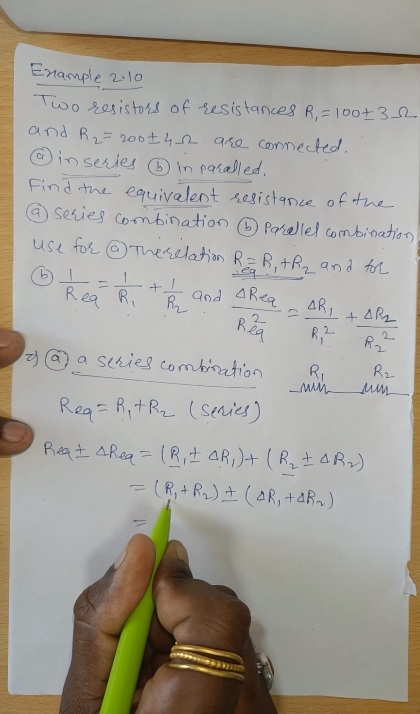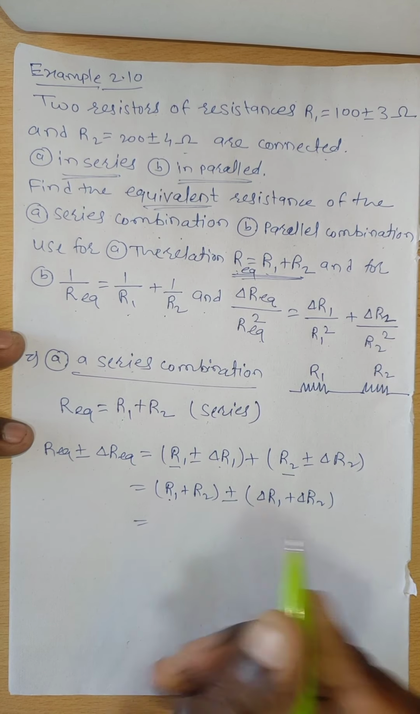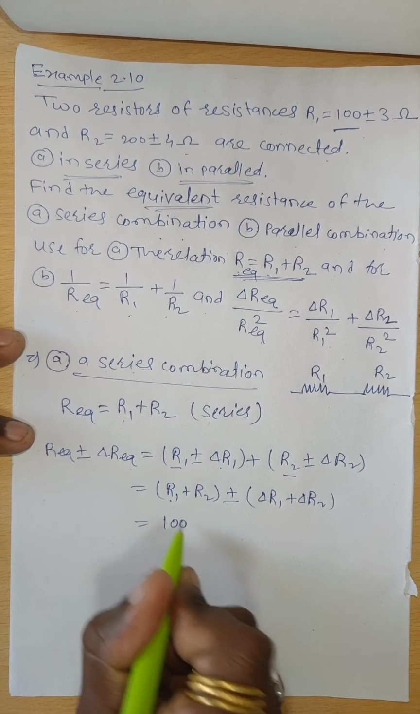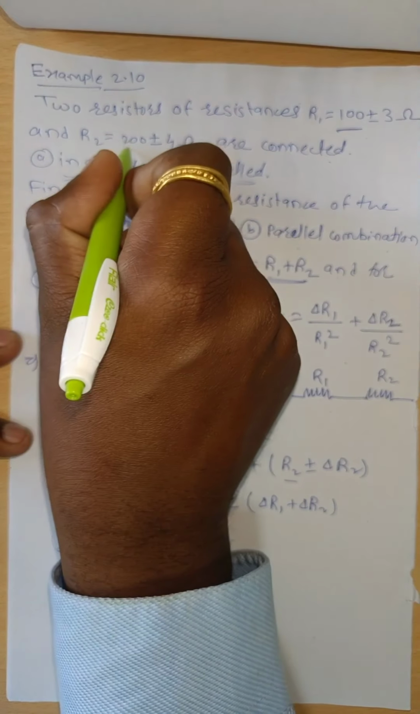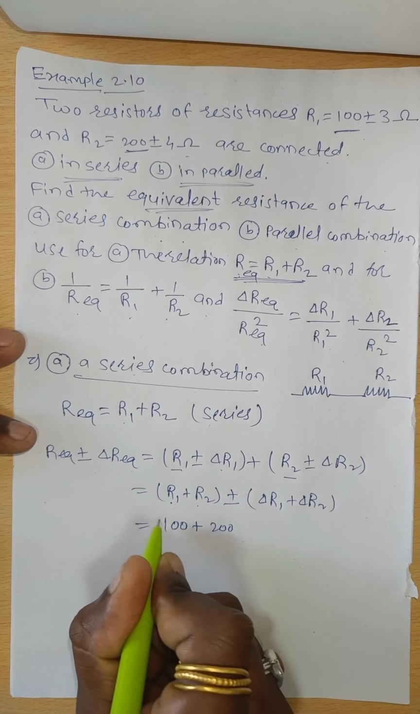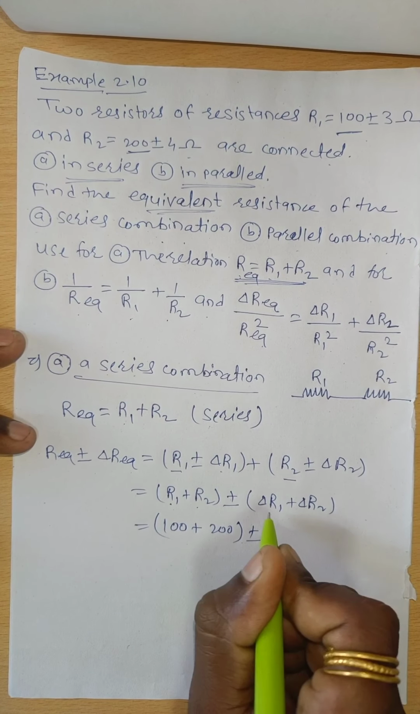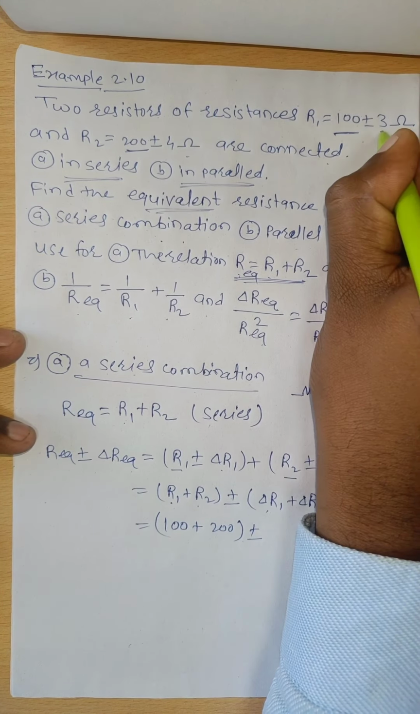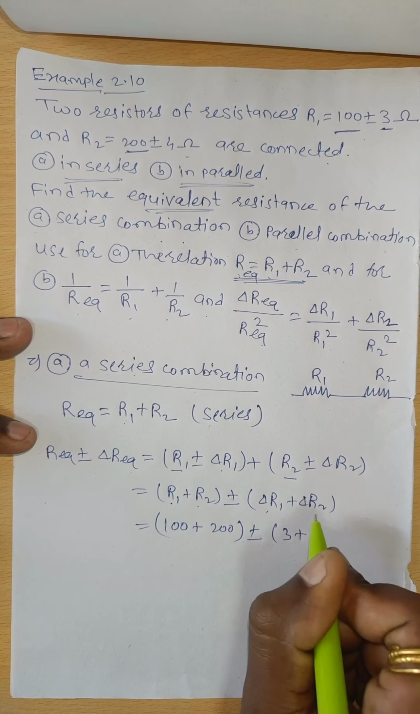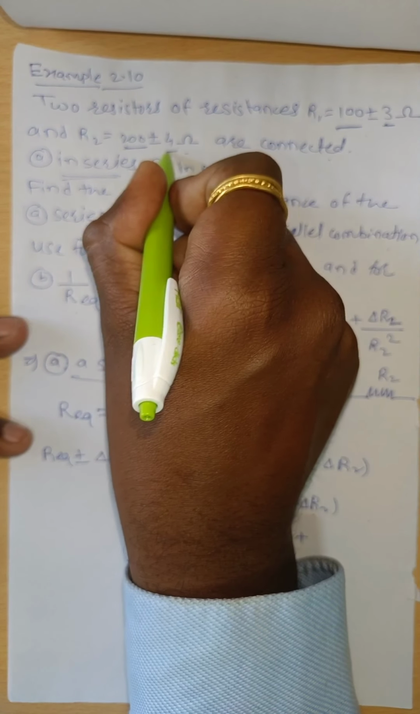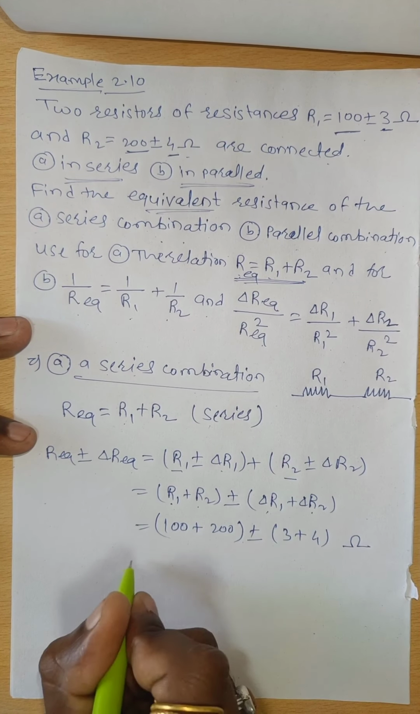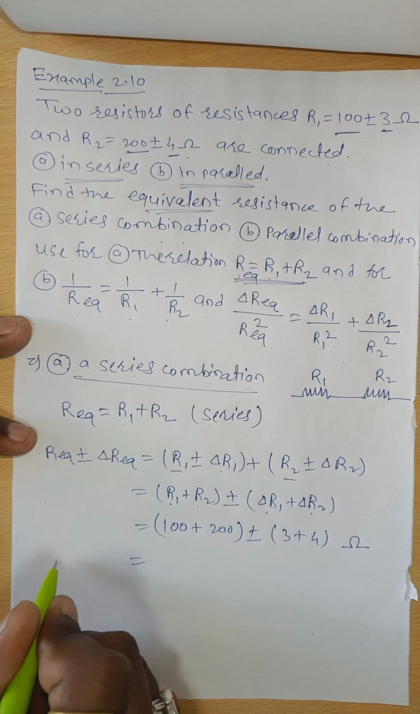Now what are the R1 and R2 values? R1 value is 100 and R2 value is 200, that is 100 plus 200 plus or minus delta R1. Now this is the delta R1, 3 ohms, plus delta R2. Delta R2 is 4. 3 ohms plus 4 ohms. That is R equivalent.